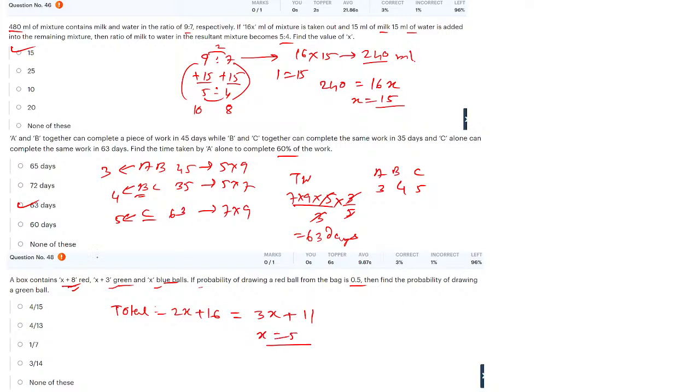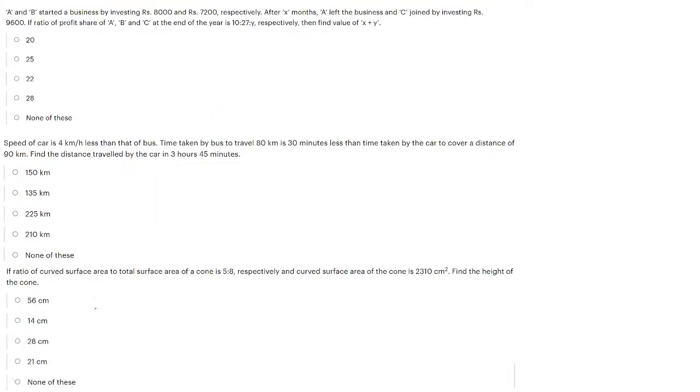Now the probability of drawing a green ball: what is the total number of green balls? That is 8. Total number of blue balls, 5. Total number of red balls, that is 13. So total balls is 26, out of which only one green ball. 8C1 over 26C1, that means 4 by 13. Here it is. Moving to next.